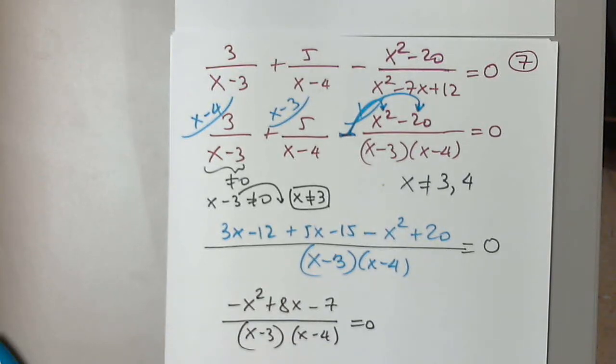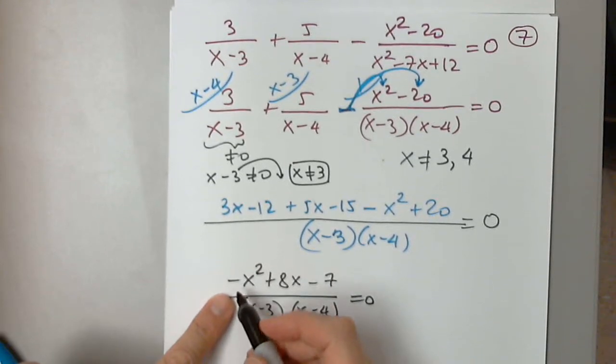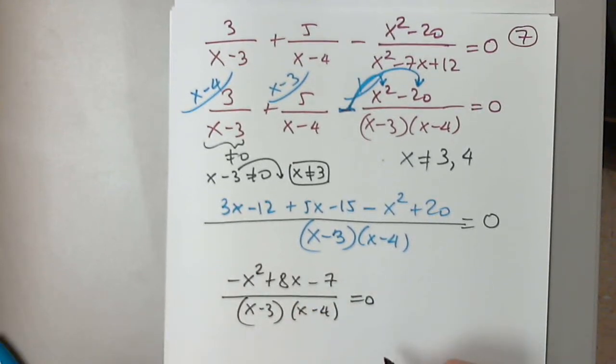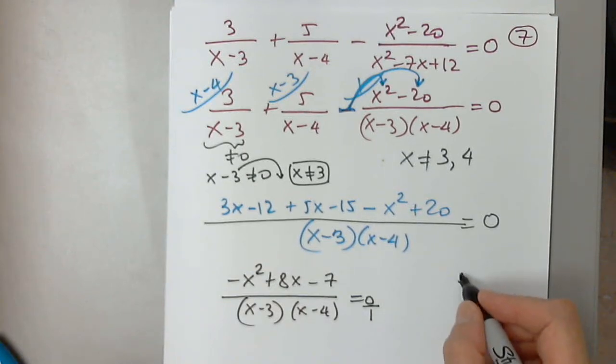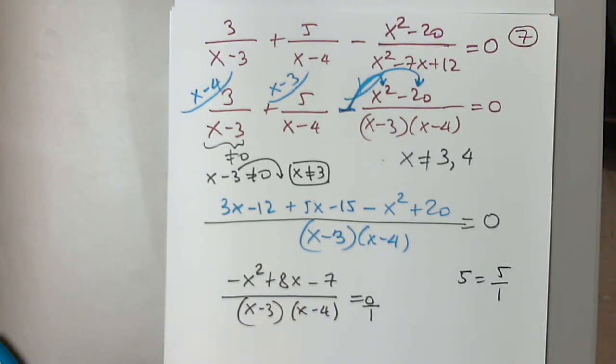Correct. So now I will factor out negative 1. Or if it's easier, just write 0 over 1. By the way, can I write 5 as 5 over 1? Yes. Can I write 0 as 0 over 1? Yes. Perfect. Question, why do you think I wrote 0 over 1?